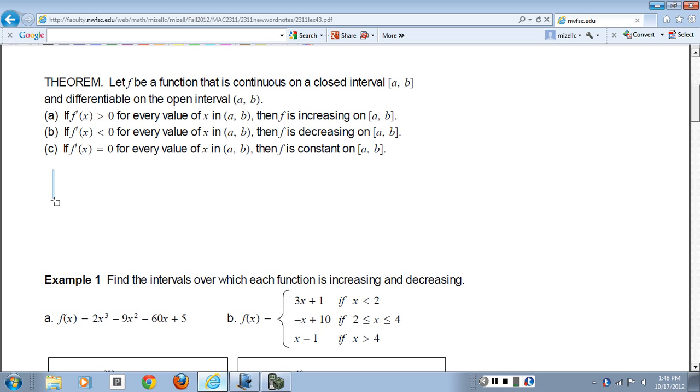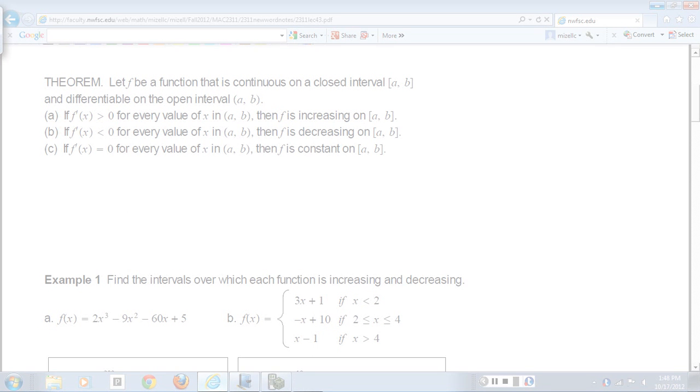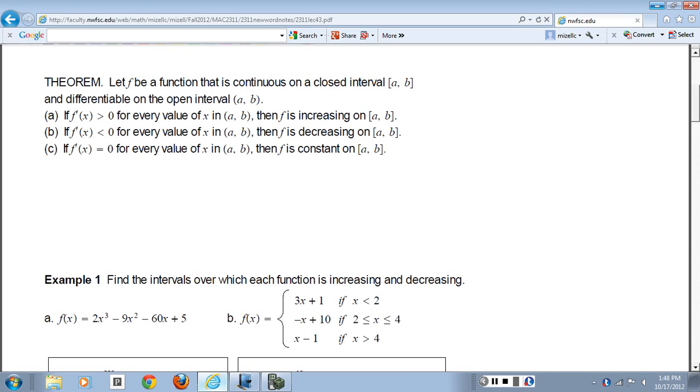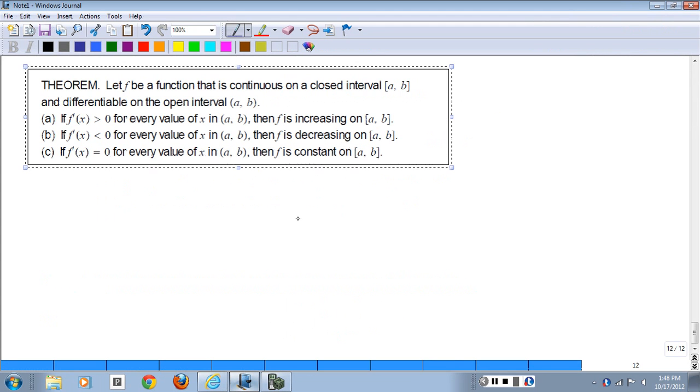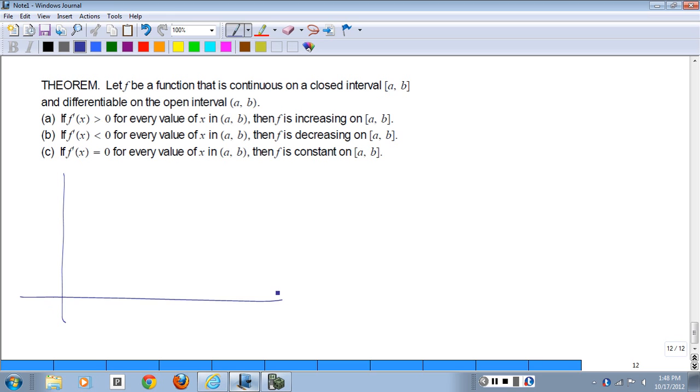So, picture, let's see. I'll draw it so it looks like it's increasing. Oops, not quite. Try again. There we go. Maybe it looks like that's increasing on the closed interval. So it kind of needs to be continuous, so we'll include those endpoints right there. There's A and there's B. And what does the theorem say? Be careful.